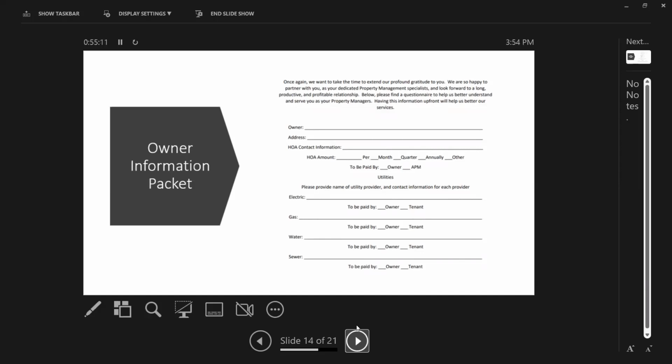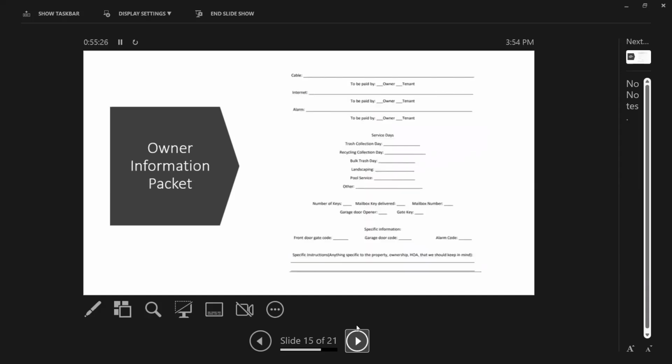Have this filled out by your owner at the same time you have the property management contract filled out. So when we send out the property management contract, I will send this exact form. You can probably skip over to the next slide. It's the second page. I will send them this exact form so that they can fill it out. Please, please, please make sure that they fill it out. A lot of them think it's not necessary, but it's super necessary to us.